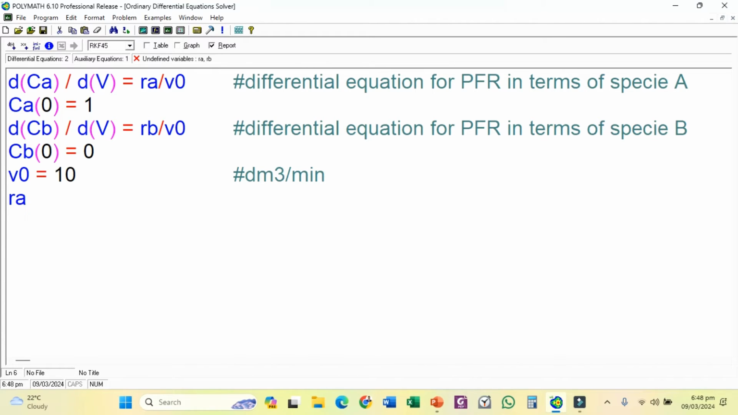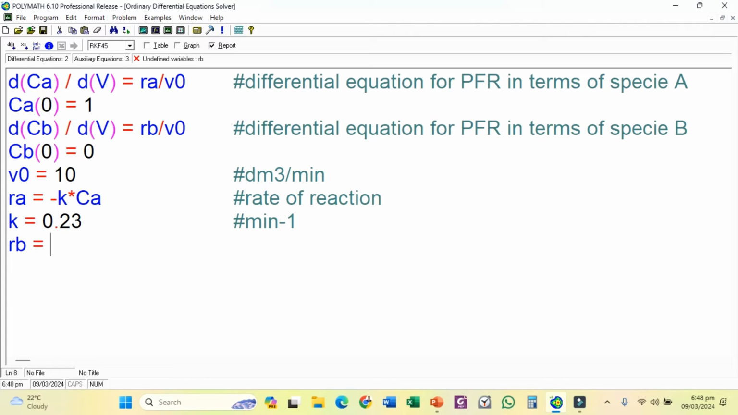Now R of A, we have said minus RA is equal to KCA, but if I enter minus RA is equal to K into CA, it will give me an error, that error in line number 6, which is this line. Please enter a valid implicit explicit equation or boundary condition. So it will take positive value over here. So we have to select RA and say here minus K into CA, and simply we have set rate of reaction. Then the value of K is 0.23 and the unit was per minute.